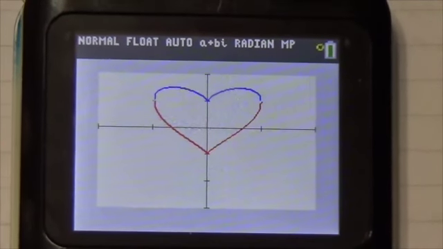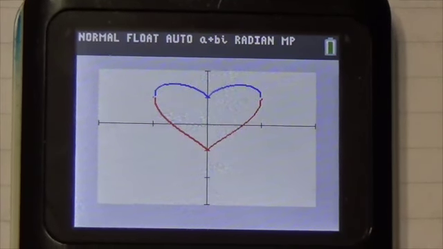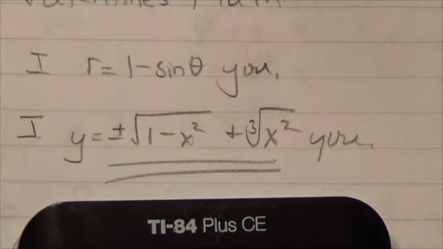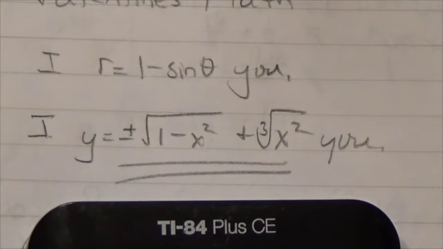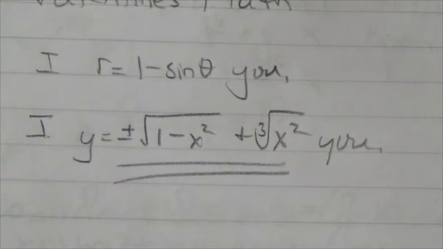So, to all my nerd and geek friends out there, I encourage you to walk up to that special someone you love and say, hey, you know what? y equals plus or minus the square root of 1 minus x squared plus the cube root of x squared, you. If they know what you're talking about, that's fate. It was meant to be. But if they don't know what you're saying, maybe move on. There's got to be someone else out there for you.